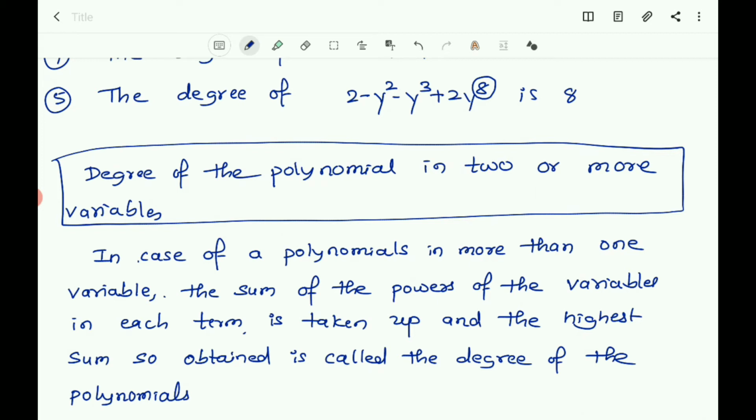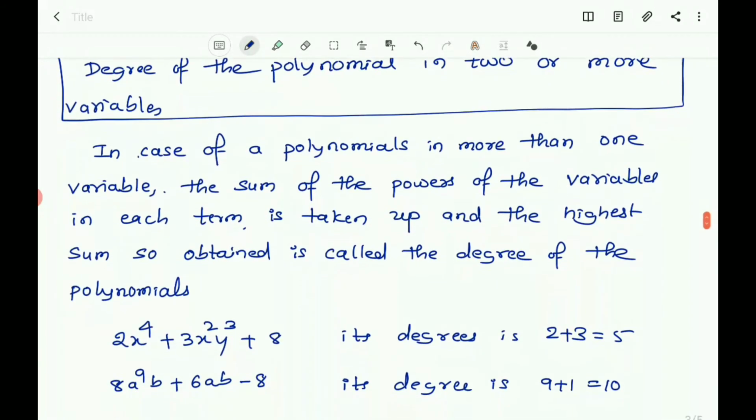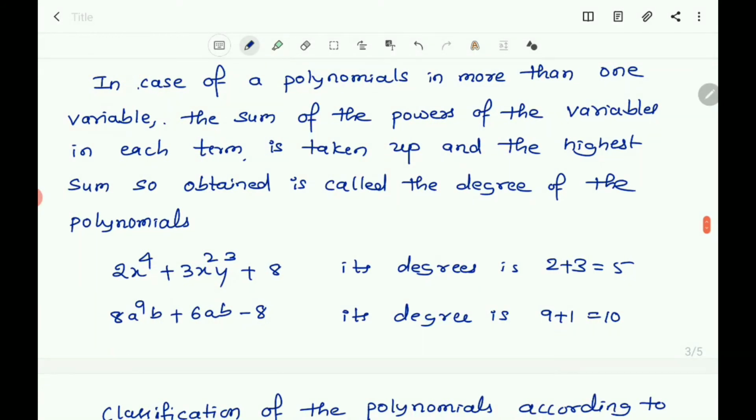If the polynomial has 2 or more variables, to find the degree of the polynomial, we have to add the powers of each variable in each term. And the sum which is maximum becomes the degree of the polynomial. Consider 2x⁴ + 3x²y³ + 8. Here there are two variables. If you add the powers 2 and 3, that becomes 2 + 3, and the degree here is 5.